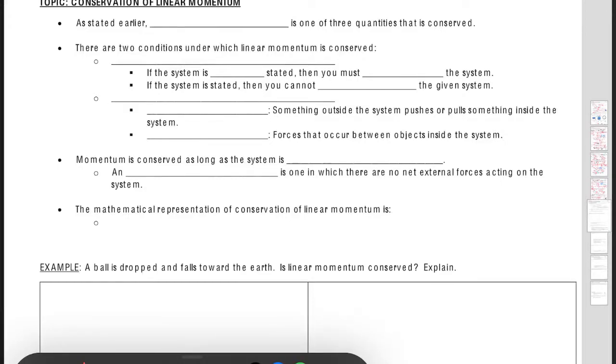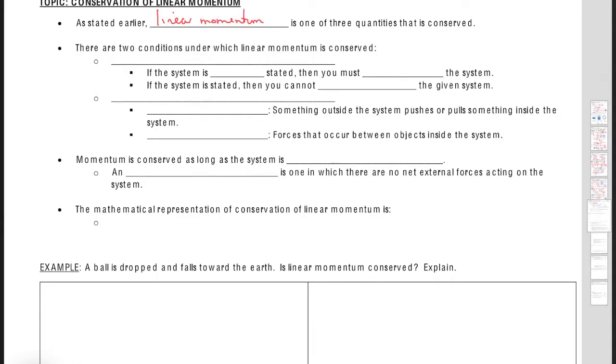Alright, so here we're going to continue our talk on Unit 4, systems of particles and their momentum. We're going to turn our conversation to conservation of linear momentum. One thing to remember, as stated earlier, linear momentum is one of the three quantities in mechanics that is conserved. Again, the other two are mechanical energy and angular momentum.